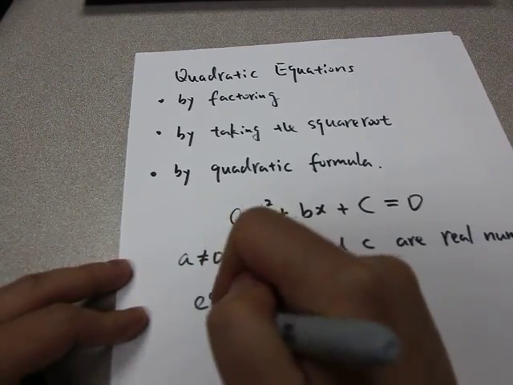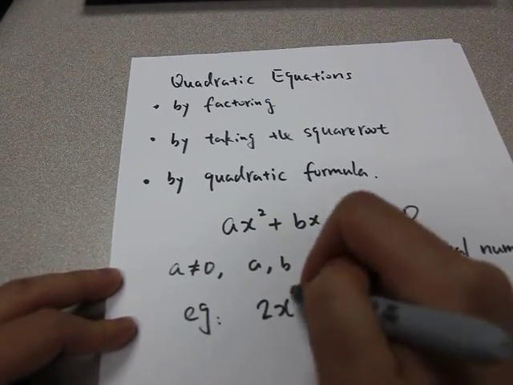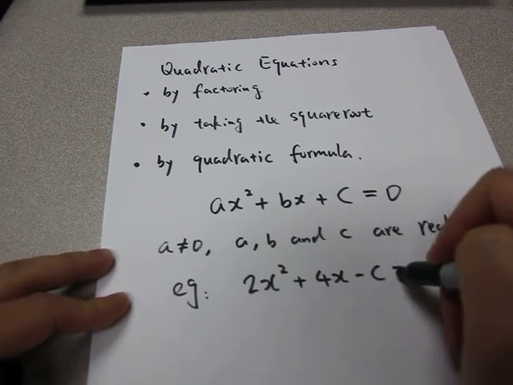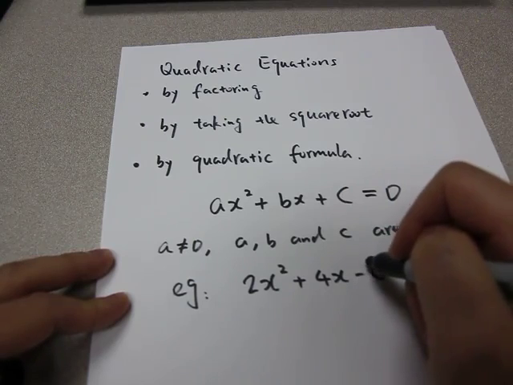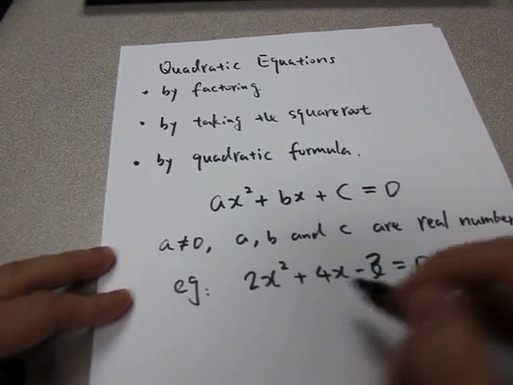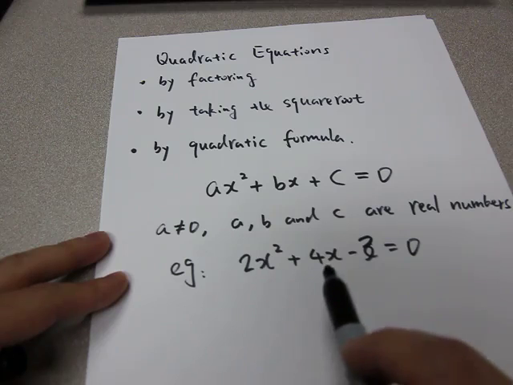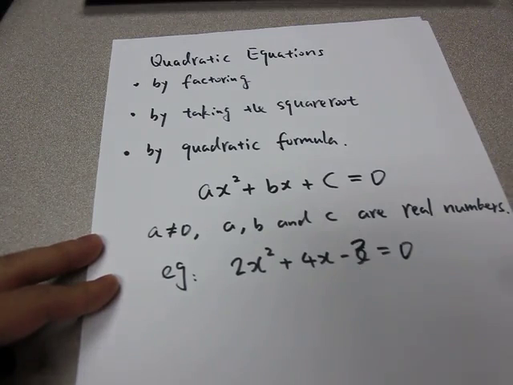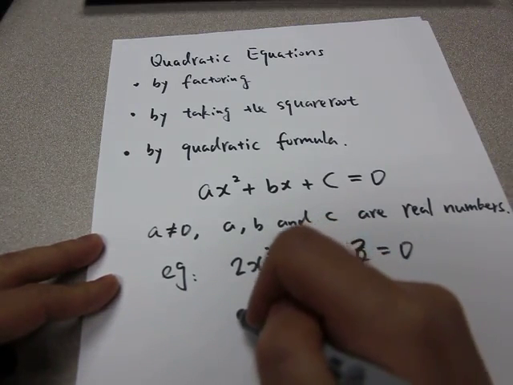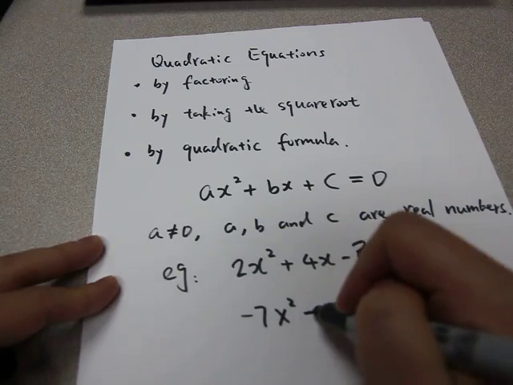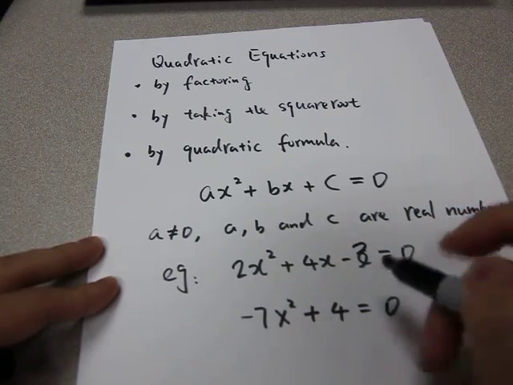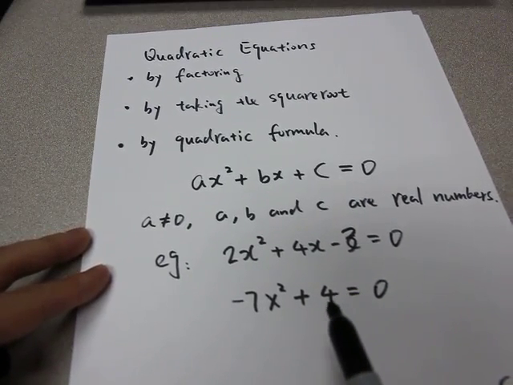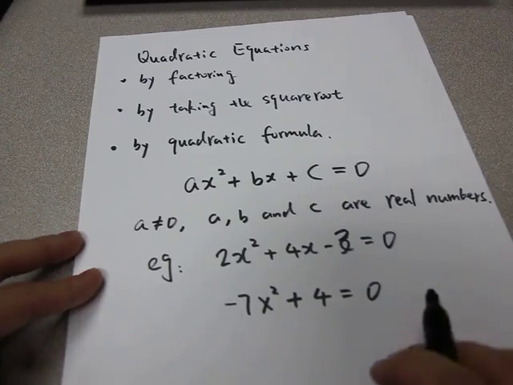So some examples are 2x squared plus 4x minus 3 equals 0. So here a equals 2, b equals 4, and c is a constant, which is minus 3. Or negative 7x squared plus 4 equals 0. Now in this equation, a is negative 7, b is 0, and c equals 4.